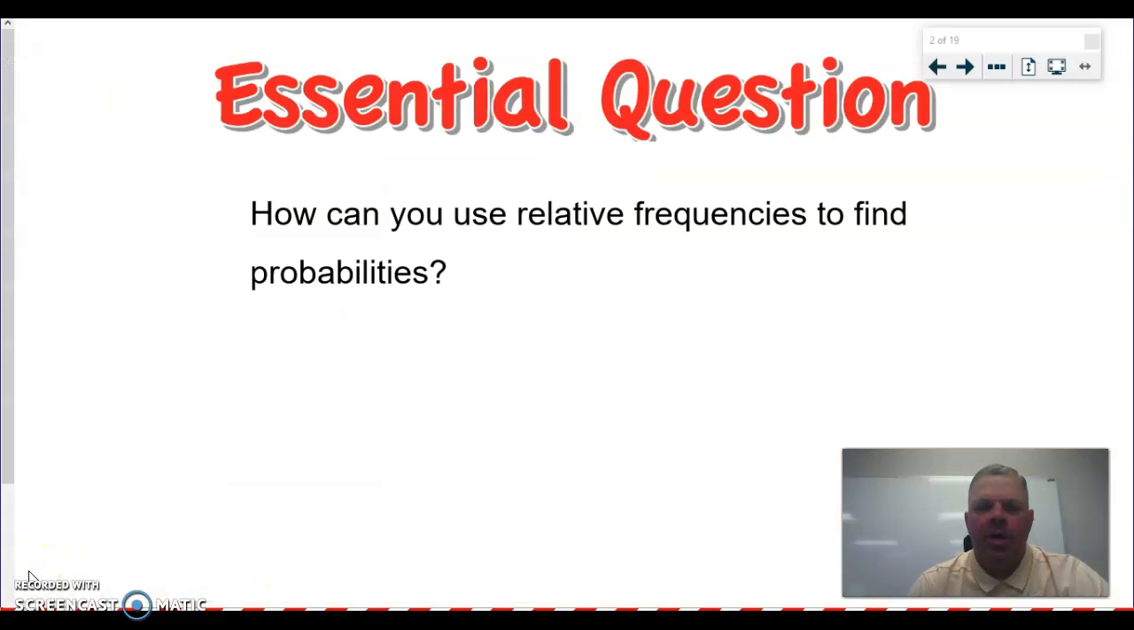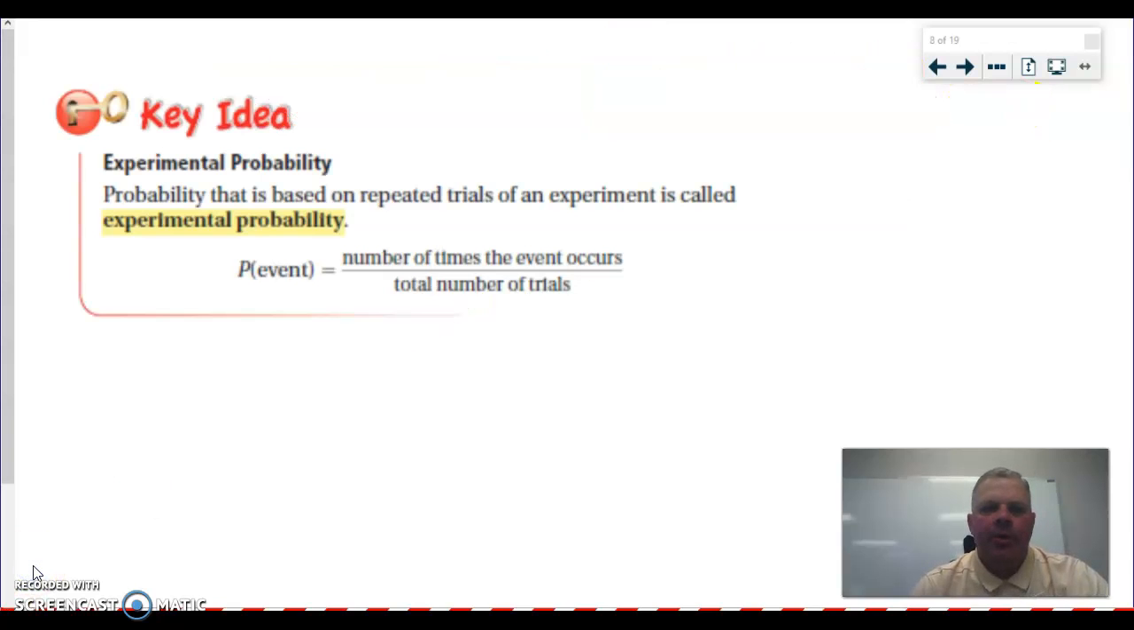Today we're going to talk about how to use relative frequencies to find probability. We're going to actually talk about 2 different kinds of probabilities today. The first probability that we're going to talk about today is experimental probability. It is a probability that is based on repeated trials of an experiment, and the probability of something happening is the number of times that event occurs over the total number of times.